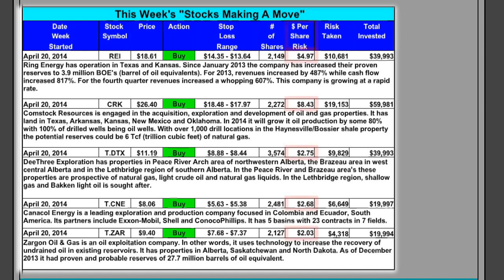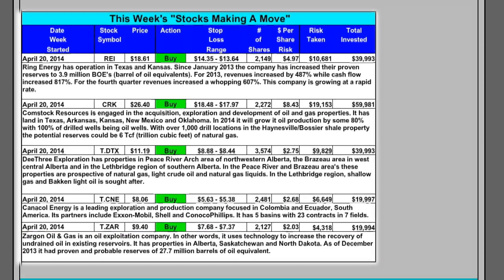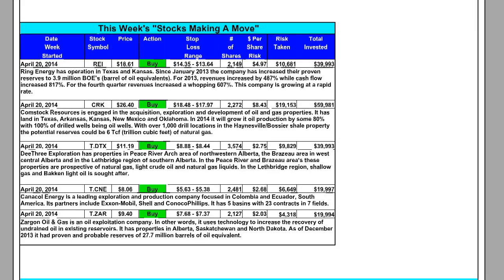The next column illustrates how much is being risked per share, followed by the total risk taken on this initial transaction. This section shows the amount of money invested so far. Here, I describe what the company does, what type of business it's in, and other important information. This week, there are 5 buy candidates to consider. It is totally up to you if you want to buy 1, 3, all 5, or none.